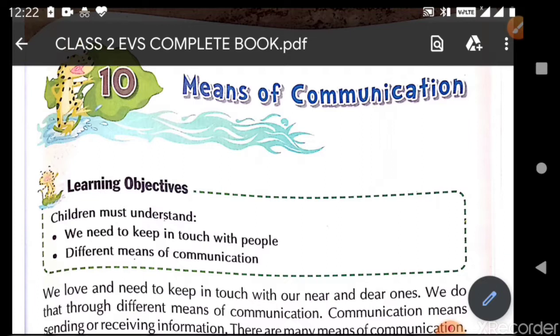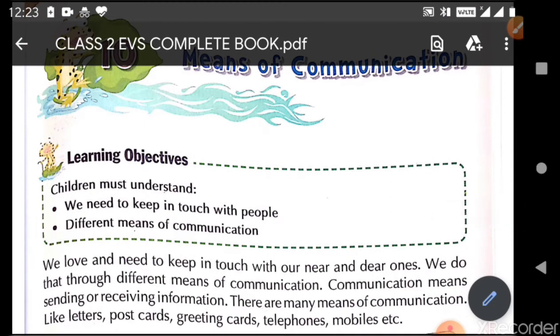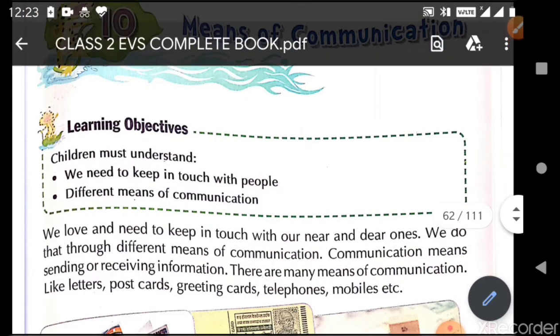First, I told you what is communication. Communication is the process of exchanging information, knowledge, or any idea between two or more people, to develop understanding. Communication means sending or receiving information. There are many means of communication. We can communicate with people through many means.